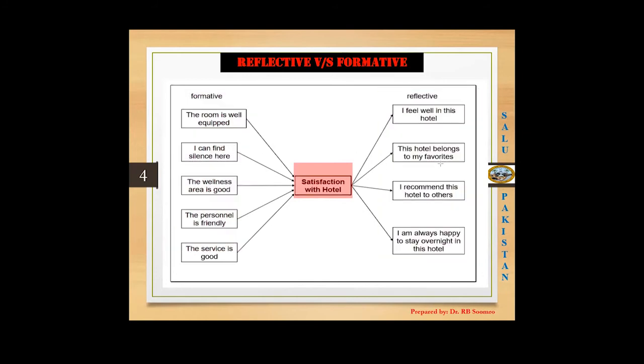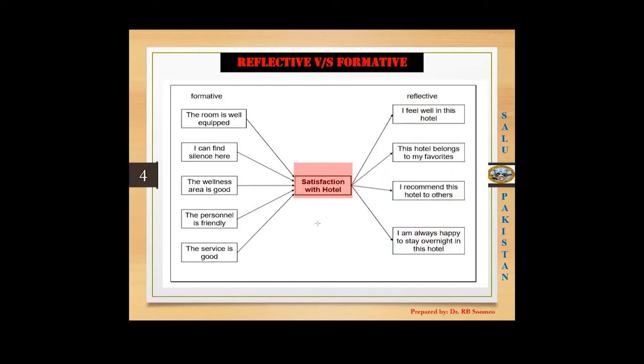Now a few things I want to discuss. In the reflective case, almost all the items ask the same thing from the respondent, but in different words. If one indicator is deleted for any reason, it has no significant effect on the overall construct. It is no problem.